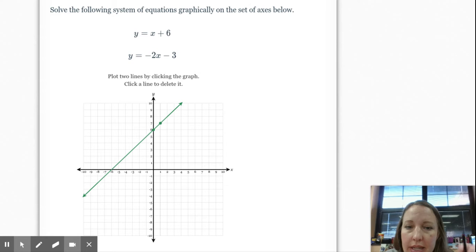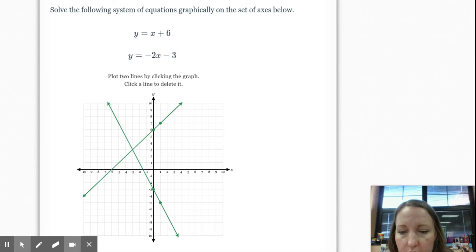Now, my next one, the slope is negative 2. And the y-intercept is negative 3. These are both in slope-intercept form, so it's nice and easy. So I'm going to go ahead and start where it's born or where it begins at negative 3, put a point. Okay. And then I can do a couple things. Go down 2, over 1. That works. Or I could have gone up 2, run negative 1.